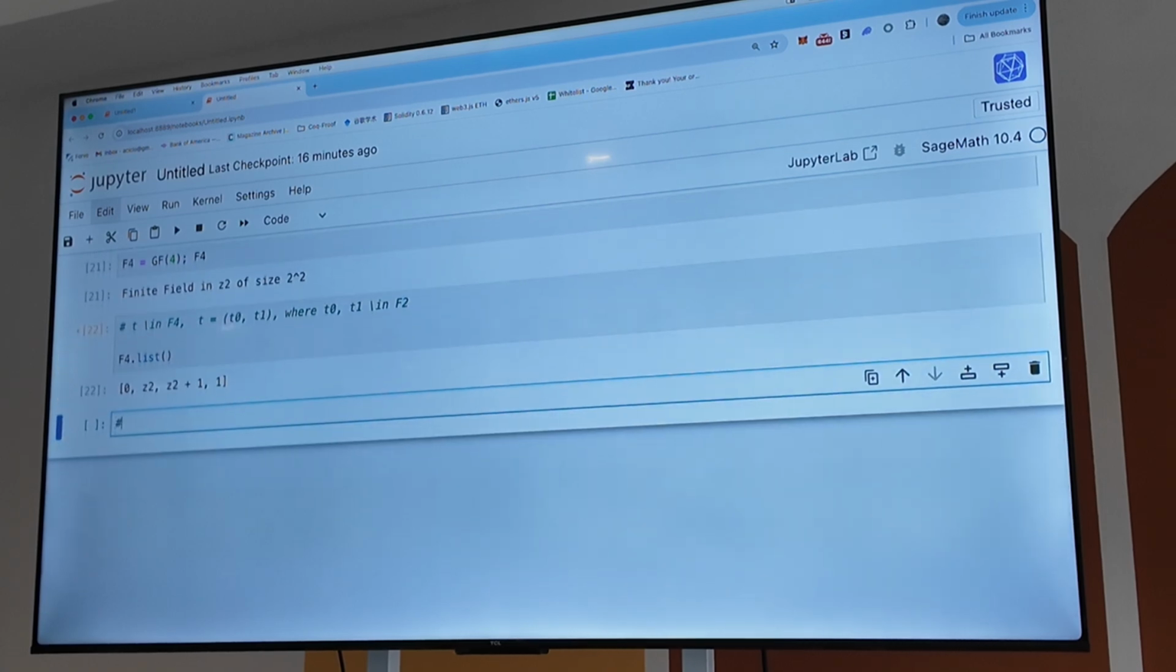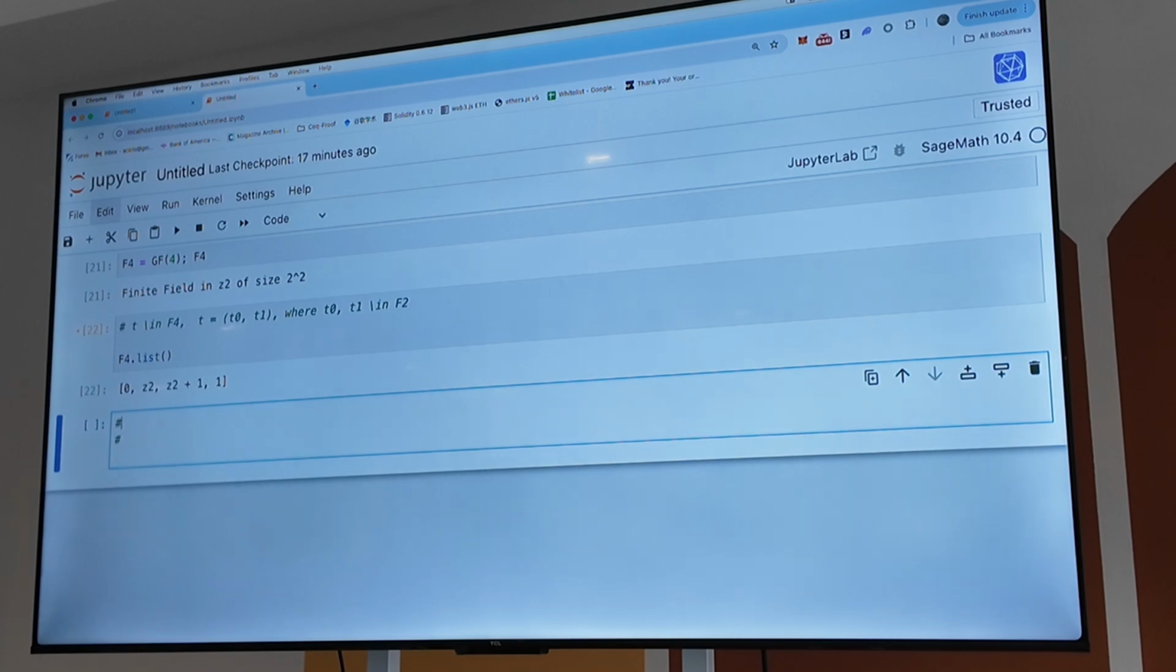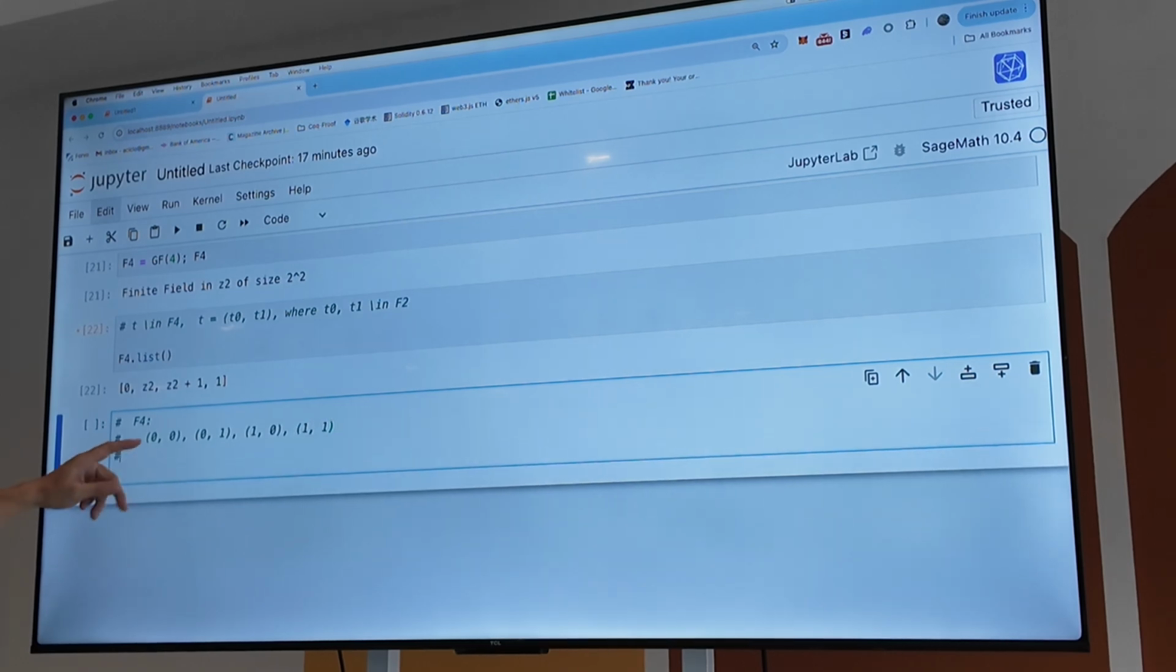So now we can list all the F4 elements like this: the pairs 0, 0; 0, 1; 1, 0; and 1, 1, right? We can use a pair of bits to represent every element in F4. We saw this representation somewhere. So what is the relationship? Actually, it's an inner product.